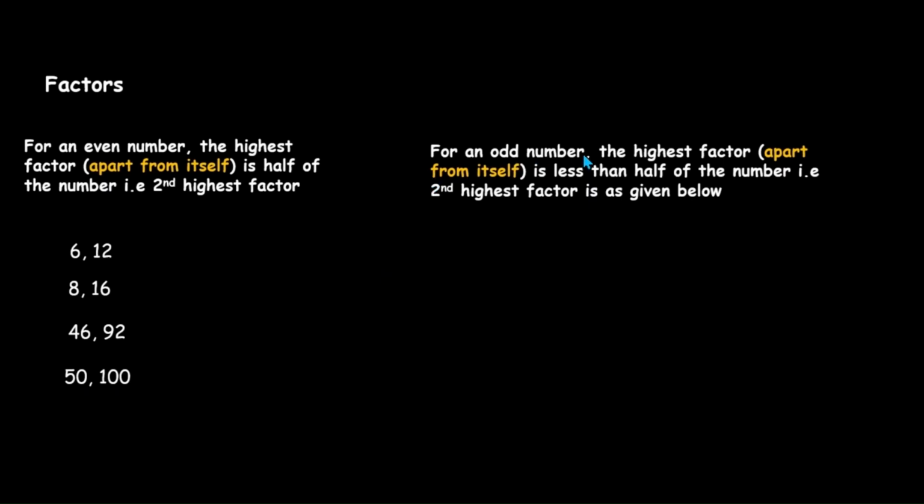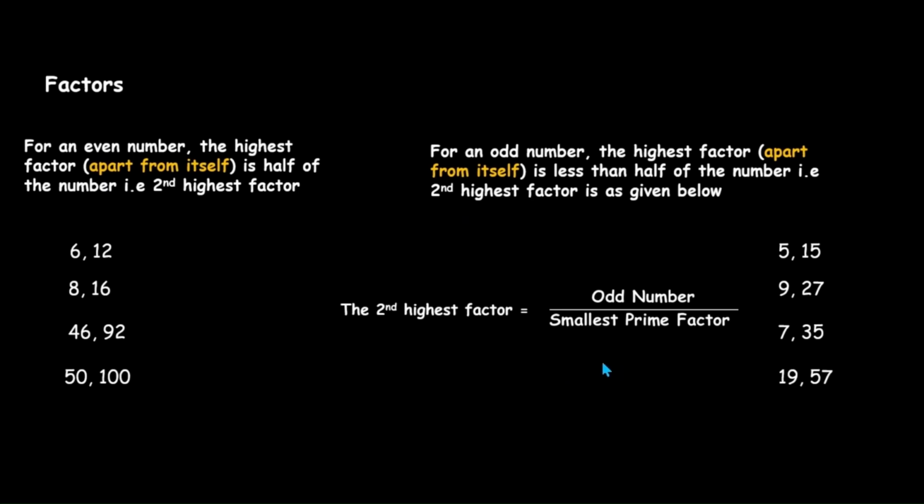If you pick an odd number, the highest factor, apart from the number itself, of course, is less than half of that number. So that would become the second highest factor. It is calculated using this formula. The odd number that has been picked when divided by the smallest prime factor of that odd number gives us the second highest factor. So here are a few examples. Say 15. The smallest prime factor that can divide 15 is 3. So 15 divided by 3 will give us 5.